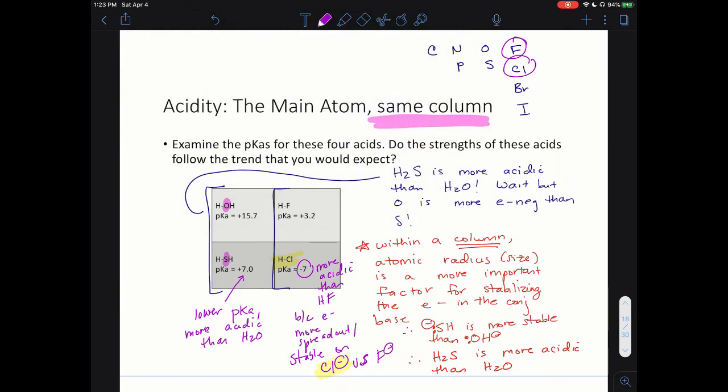So let's just write this trend down now. When we have two atoms in the same column, the larger atom, which I know is less electronegative, but it's atomic size that matters when the two atoms are in the same column. So larger atom, more acidic.